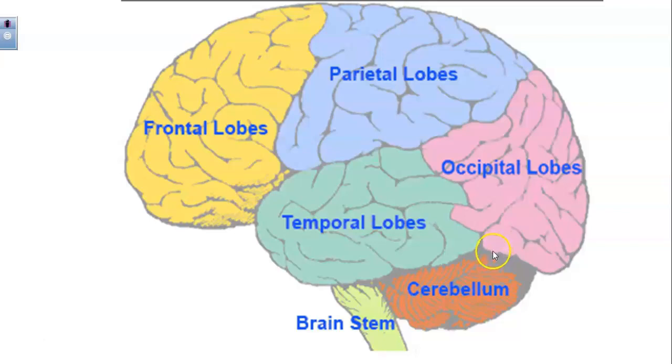We're going to talk about the main lobes of your brain. And this should be super easy. Why should this be super easy? Well, because you've learned the parts of your skull, so this should be really easy.